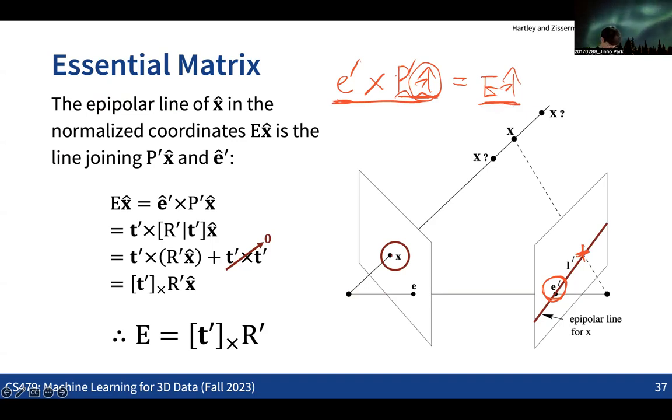So here, if you derive all of this, you can see that the essential matrix can be represented with the rotation and the translation of the second camera frame in this form. So this is how we connect the essential matrix with the camera matrices.